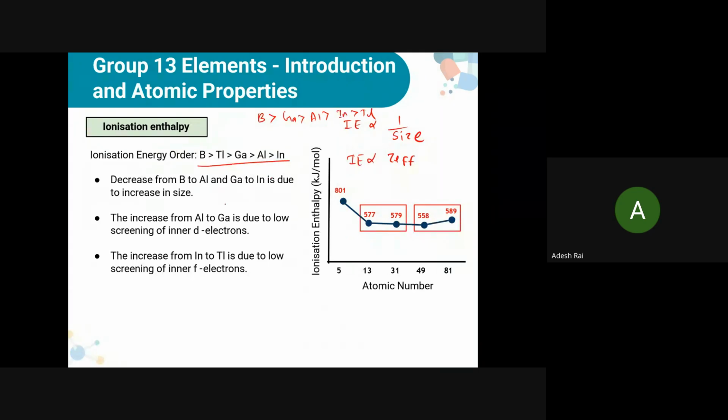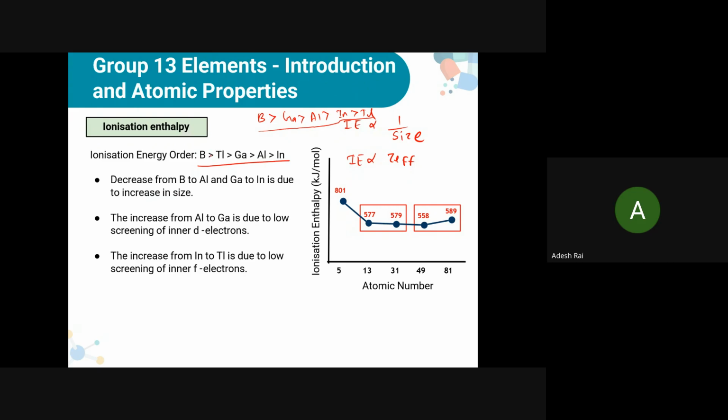So, from boron to aluminum, and just now we saw that between aluminum and gallium there is this difference in size. And why is it? It is because of this d-block contraction, right? Just now we studied that. So the decrease from boron to aluminum and gallium to indium is due to increase in size. If the point is valid, we are expecting this order, right? But are we getting that order? No, we are getting some random order.